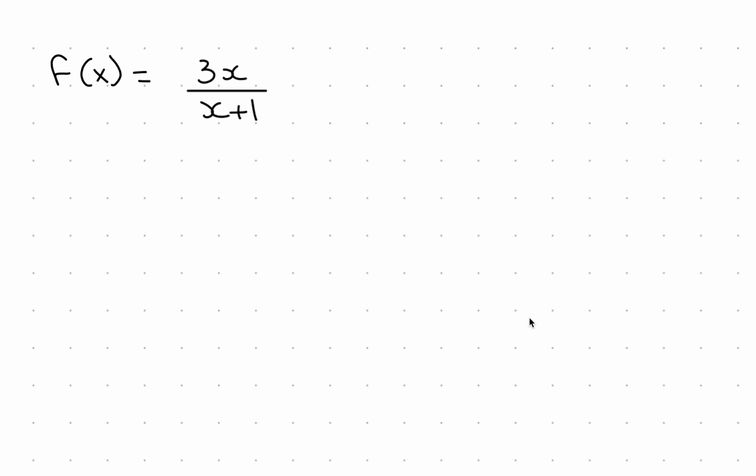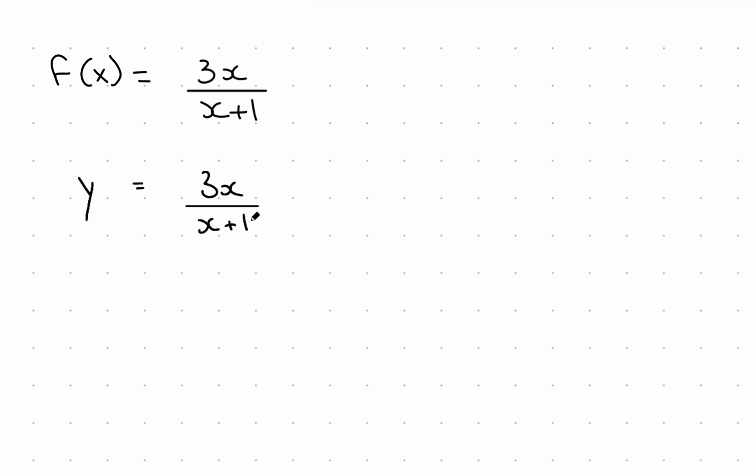In this video, we're going to take a look at how to invert a function that involves an algebraic fraction. The steps are much the same as those for the linear functions. The first step is to replace f of x with y. So we get y is equal to 3x all over x plus 1. And then we're going to try and isolate x on its own. So get the function now, rearrange it in terms of x.